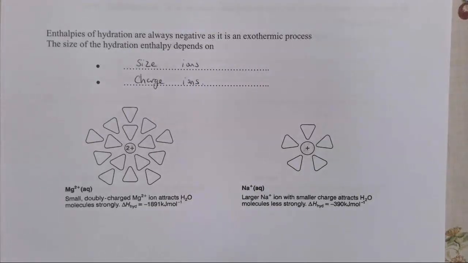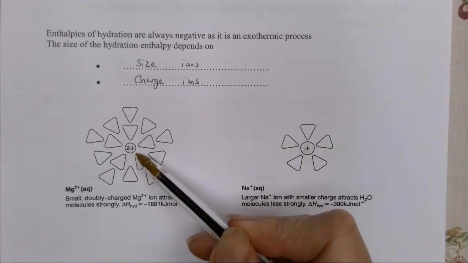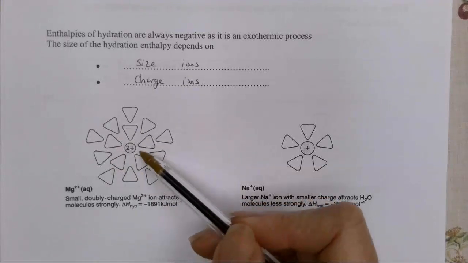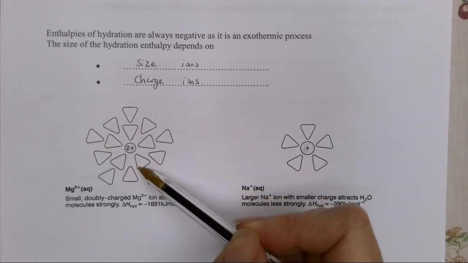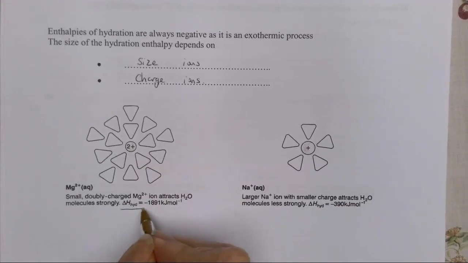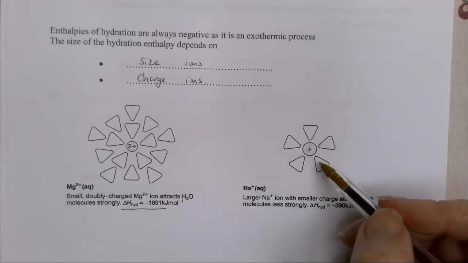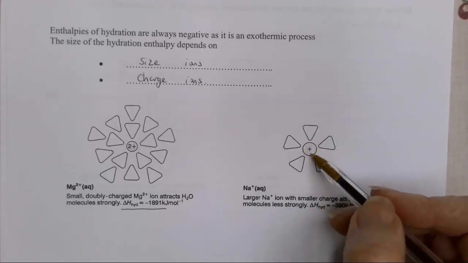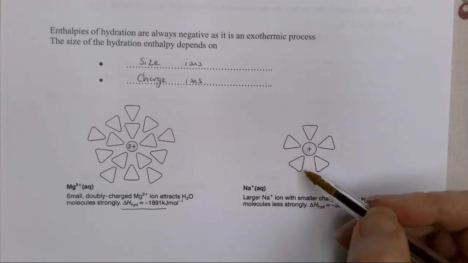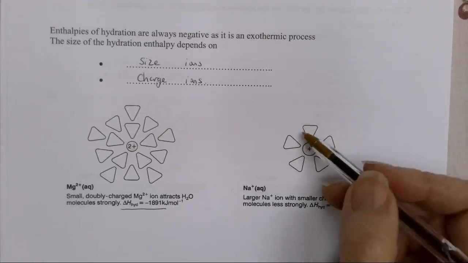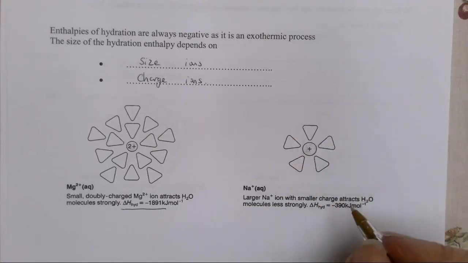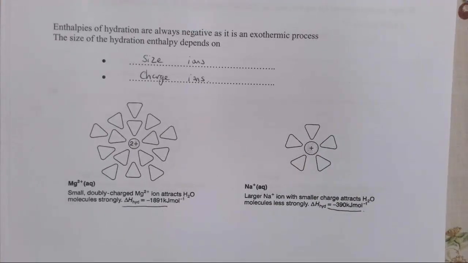And we can see that down the bottom. So here we have the magnesium ion. It's small, it's quite highly charged. It's attracting a lot of water molecules very strongly. So it has a relatively exothermic enthalpy of hydration, over nearly 2000 kilojoules per mole. Whereas sodium, on the other hand, it's a much larger ion, it's less highly charged, it's less able to pull in those water molecules to form these hydration shells, and it's got a much lower value. If you do biology, you come across primary and secondary hydration shells in biochemistry.